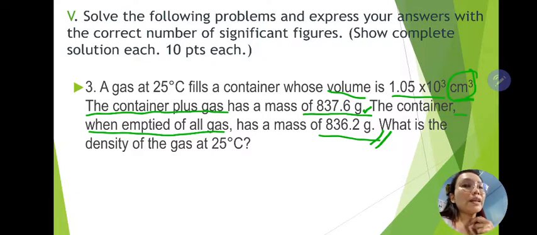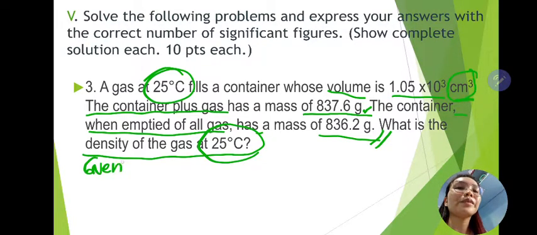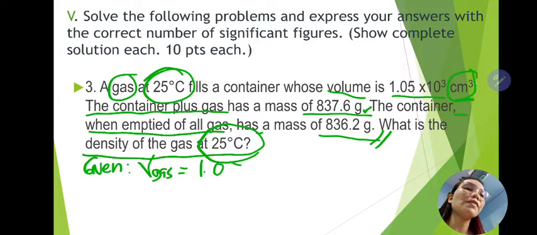So, binigay din yung original weight ng container without the gas. So, parang displacement method din ito. So, what is the density of gas at 25 degrees Celsius? So, remember, density is also dependent on temperature. So, kung makikita nyo yung temperature, wala naman tayo maging problem dyan. So, we have the given natin ay yung volume of the gas. It's equal to 1.05 times 10 to the third cubic centimeters.